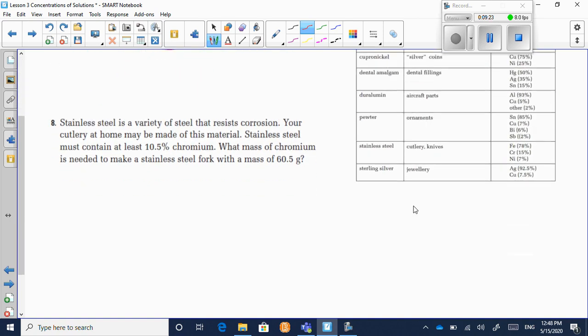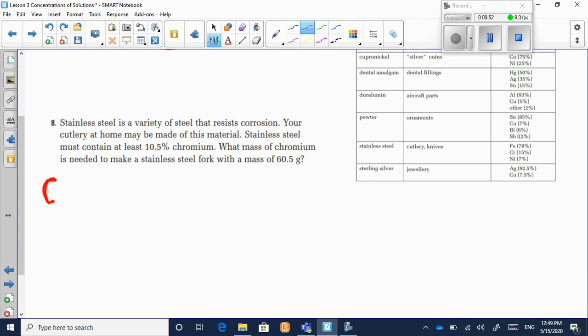Okay, well, let's try this question. Stainless steel is a variety of steel that resists corrosion. Your cutlery at home can be made of this material. Stainless steel must contain at least 10.5%. So over here, I said to you it's 15, but the industry standard is at least 10.5% chromium. So what mass of chromium is needed to make a stainless steel fork with a mass of 60.5 grams? Okay, so here we go.